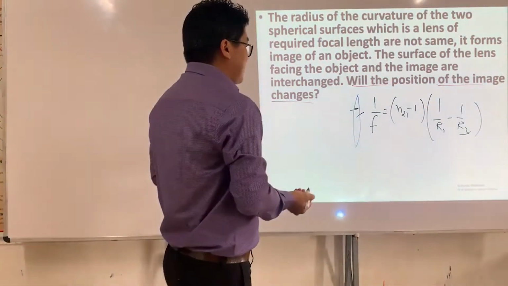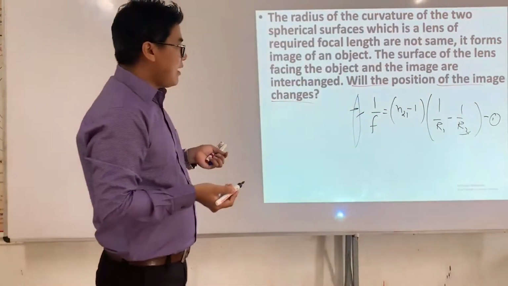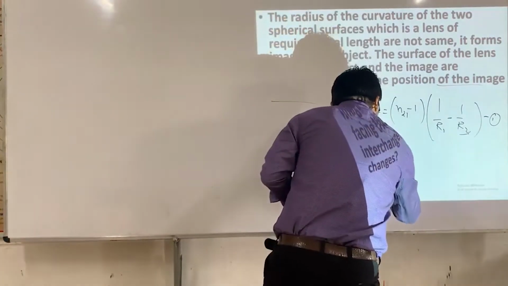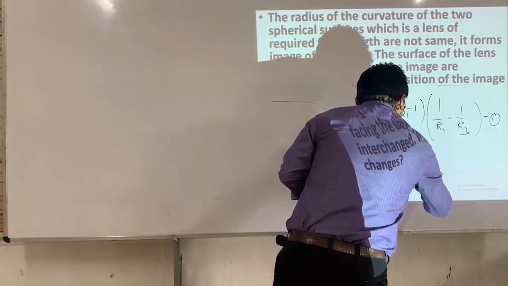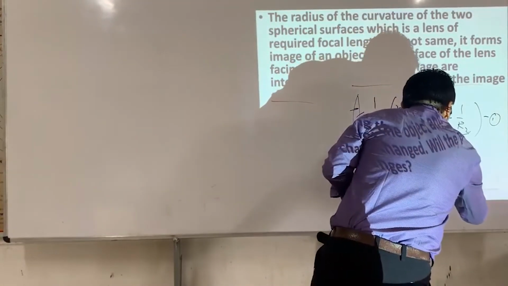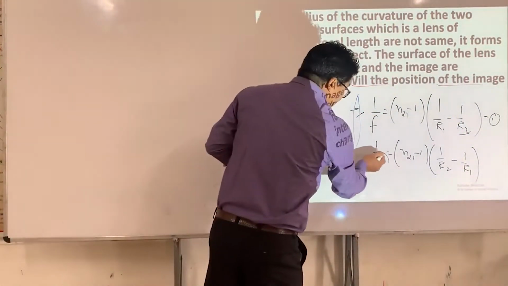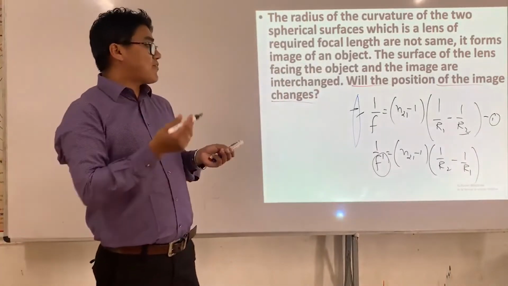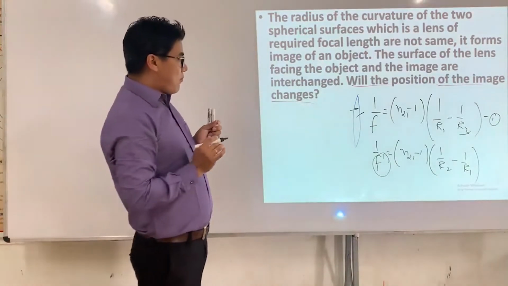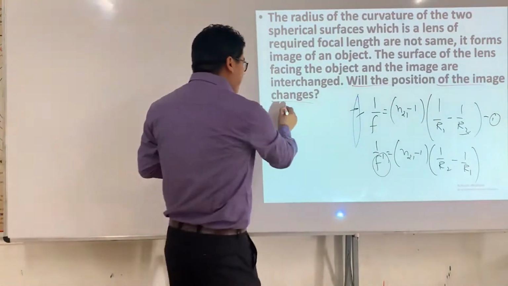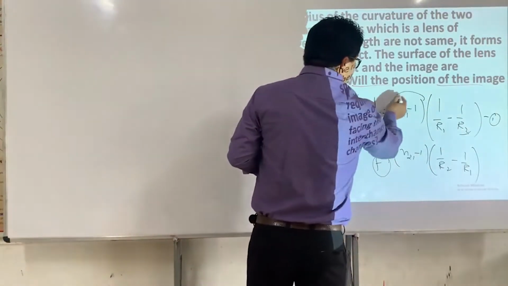So now you can hear, right? Let's say this is for the first case, and this is after interchanging. Suppose f prime is the focal length after interchanging. Now what we have to find is whether f prime is equal to f. So this quantity remains the same.